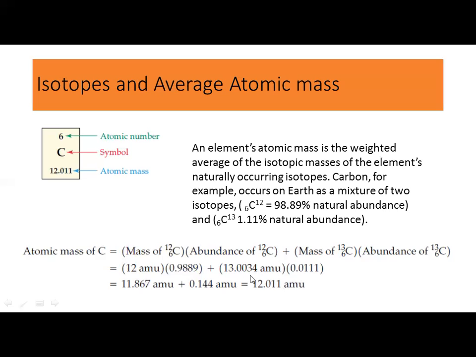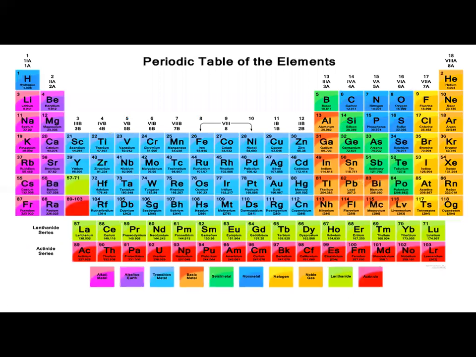13.0034 AMU, which is the mass of carbon 13, and its abundance is 1.11. If you divide 1.11 by 100, the value will be 0.011. Then you just multiply these values and sum up. After the sum, you will get the value of 12.011. So this is actually the average atomic mass of carbon. तो आप दोबारा periodic table के ऊपर जाएं, तो देखें यहाँ पे कार्बन के ऊपर what value is written, 12.011. So the values written in the periodic table are average atomic masses.